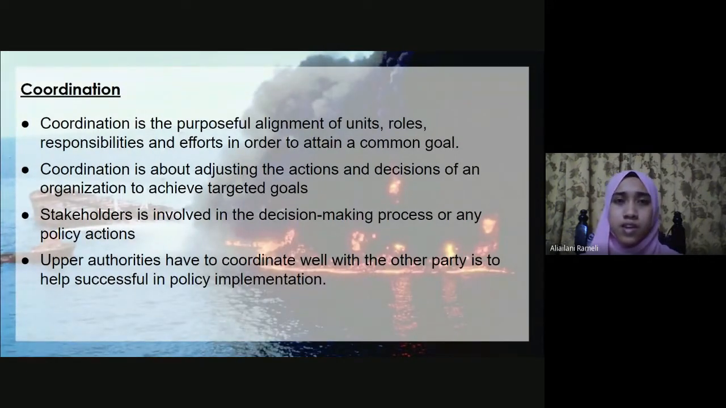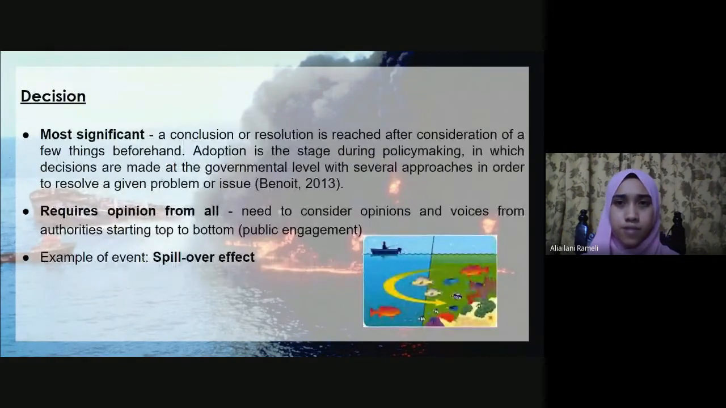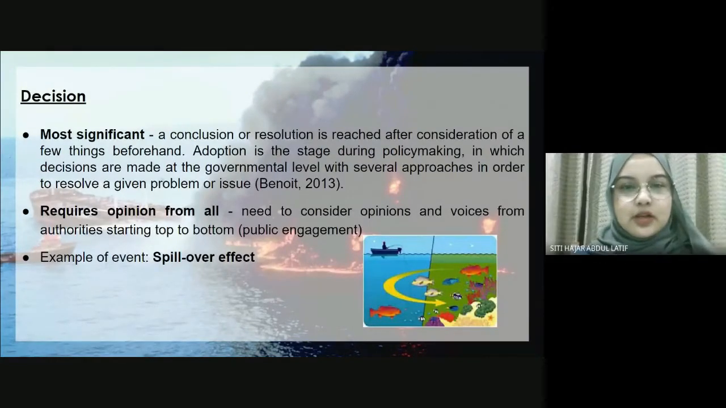It is about adjusting the actions and decisions of an organization to achieve the targeted goals. Stakeholders are involved in the decision-making process or any policy actions. And the upper authorities have to coordinate well with the other party to help succeed in the policy implementation. The next step in developing a policy following coordination is the decision.